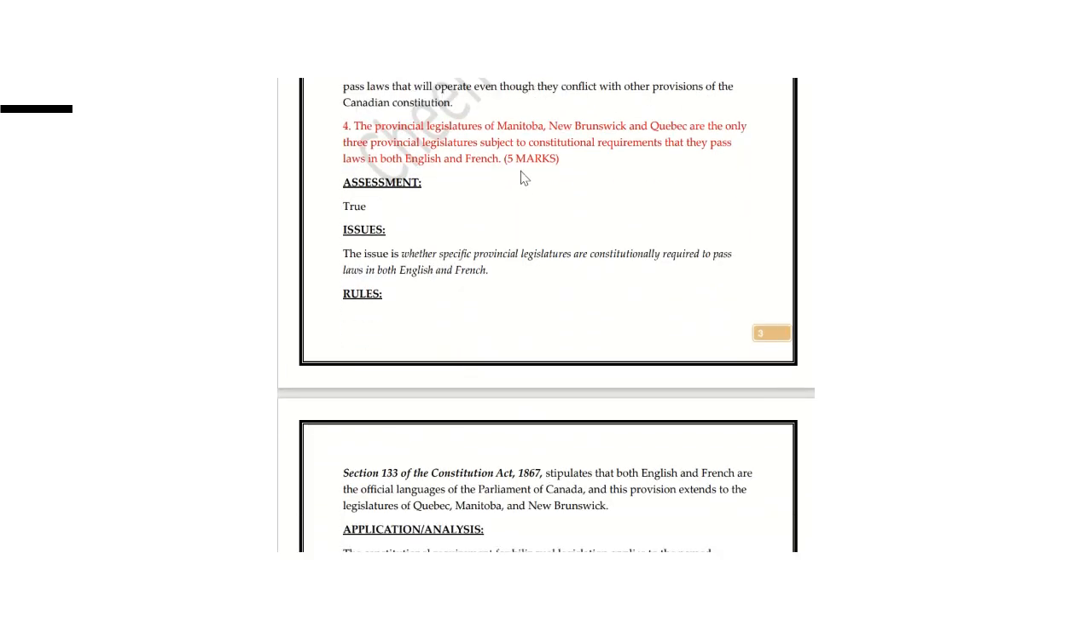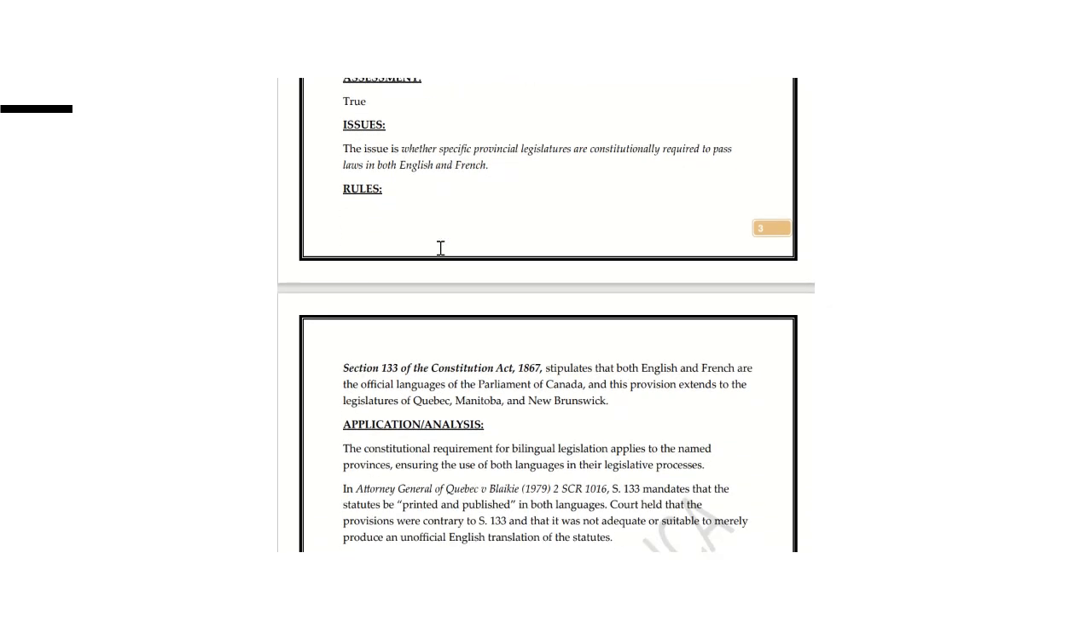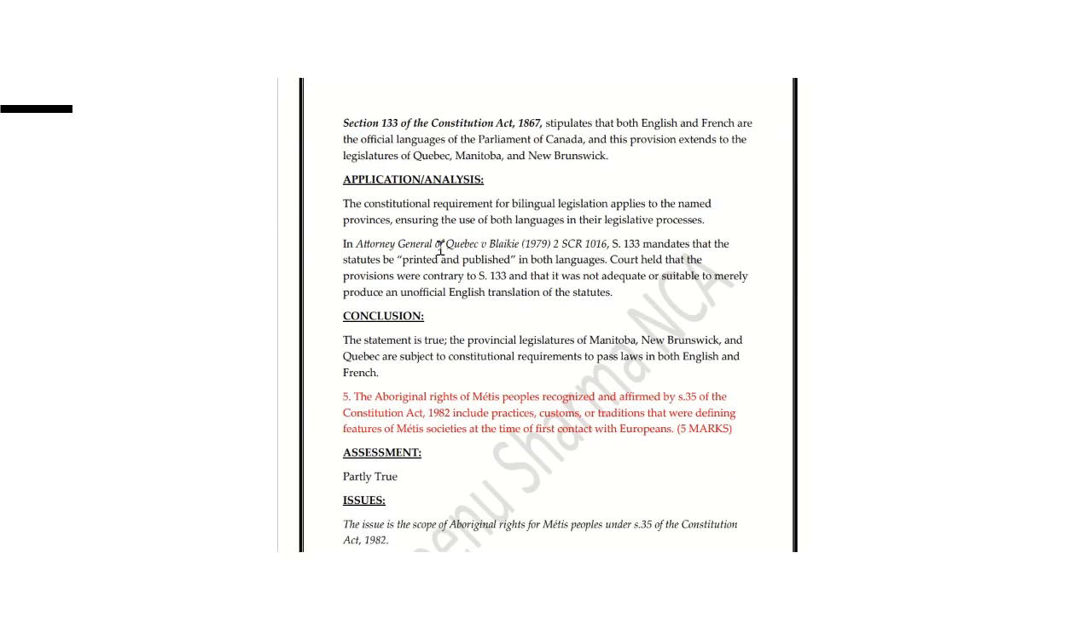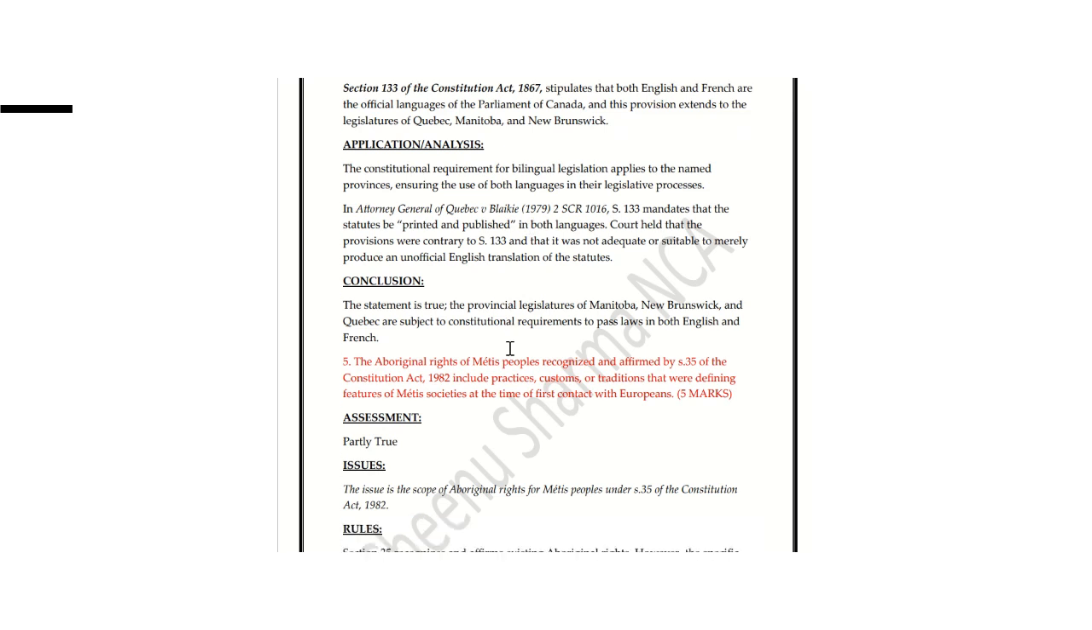So fourth: the provincial legislatures of Manitoba, New Brunswick and Quebec are the only 3 provincial legislatures subject to constitutional requirements that they pass laws in both English and French. This statement we read under Section 133. This is correct, so there is nothing confusing here. For application, we can refer to any one important landmark case, which would be more than sufficient to answer these kinds of straightforward questions.